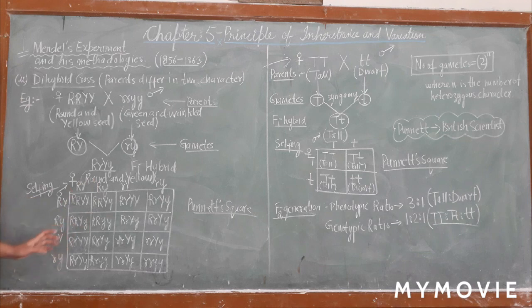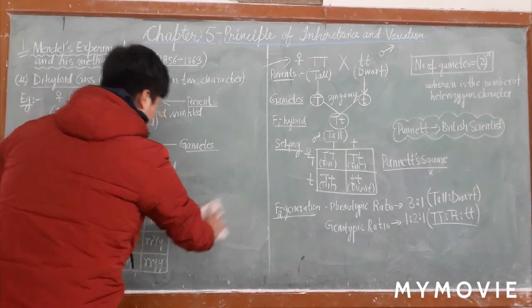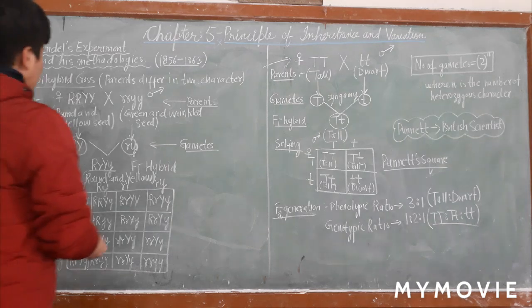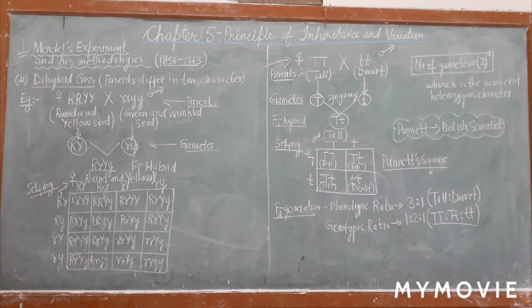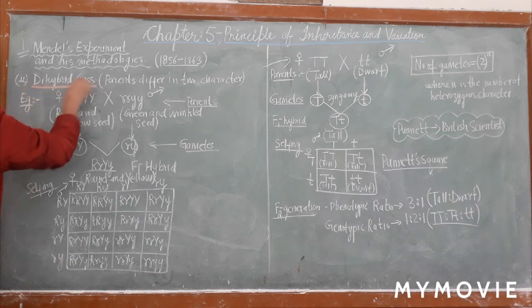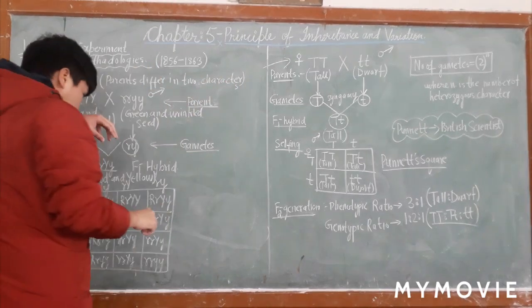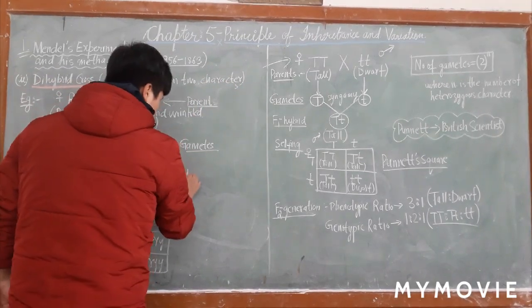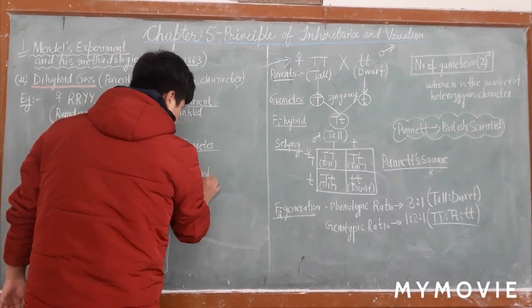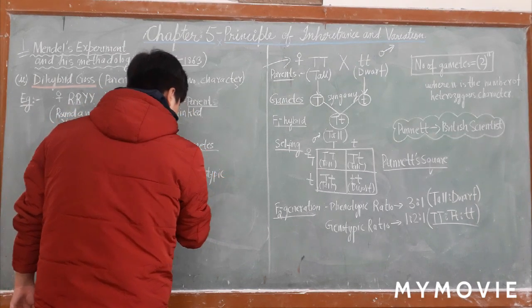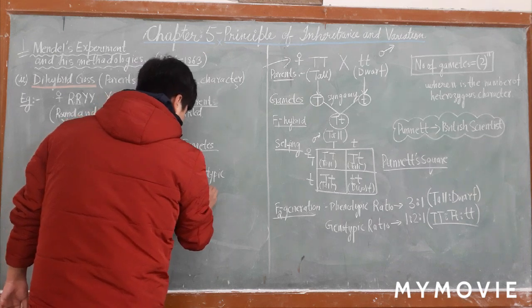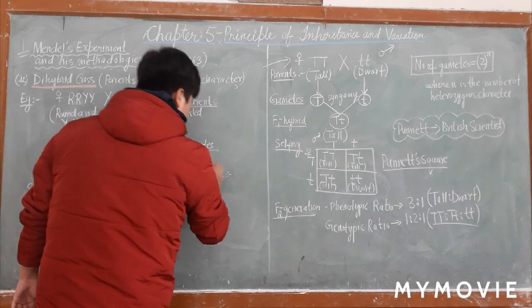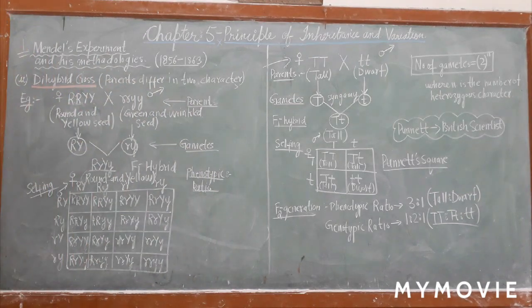Now we have filled the Punnett square. Now it's time to write the phenotypic ratio and genotypic ratio. Okay. So in this case, that is your dihybrid cross. In your dihybrid cross, here the phenotypic ratio is the ratio of the expressed characters.